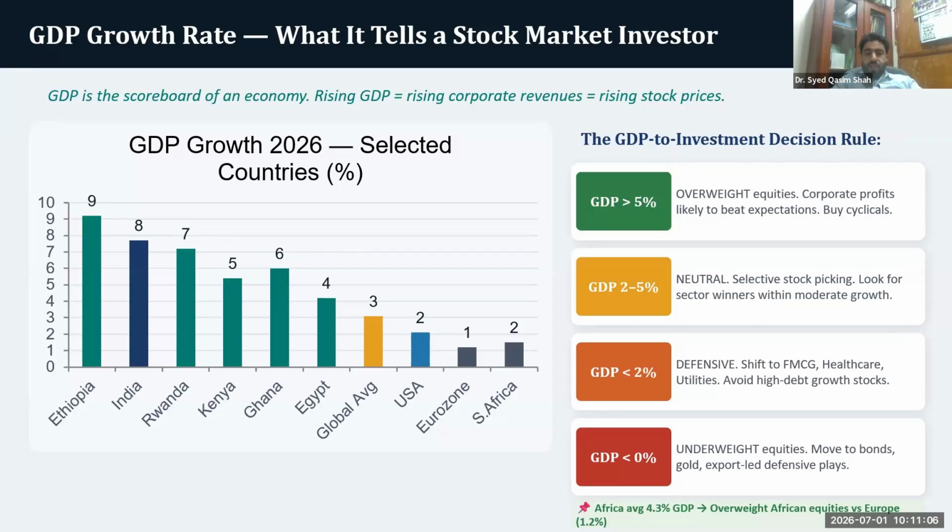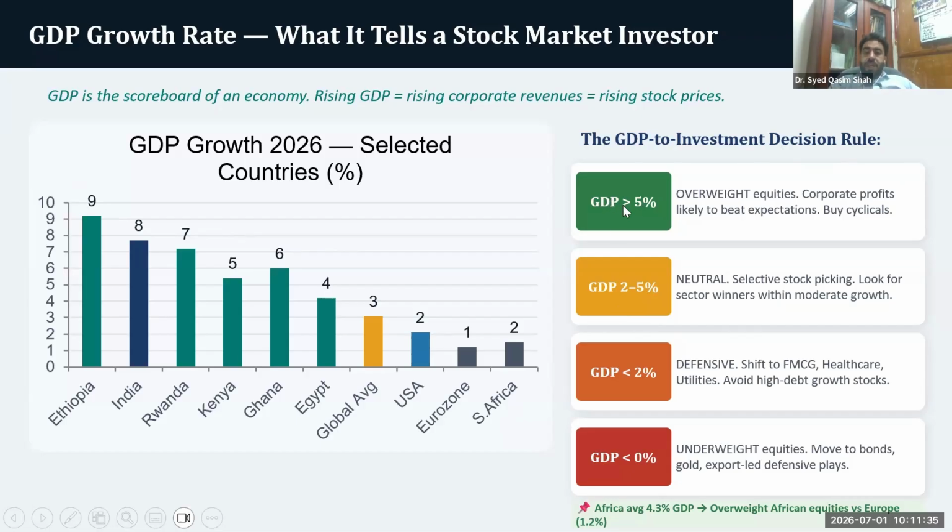On this chart, you can see Ethiopia has the highest GDP growth rate, followed by India, Rwanda, Kenya, Ghana, Egypt. Then global averages, USA, Eurozone, South Africa. They are all countries with different GDP growth. They are selected countries, but we can get that information from this. Just look into this GDP to investment decision pool.